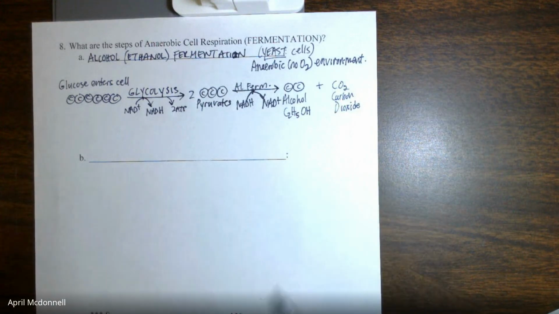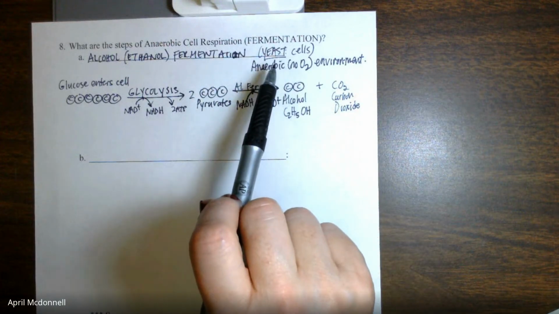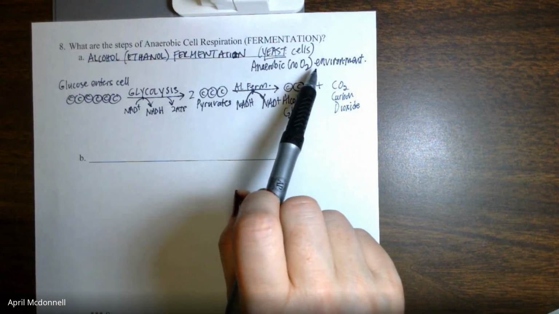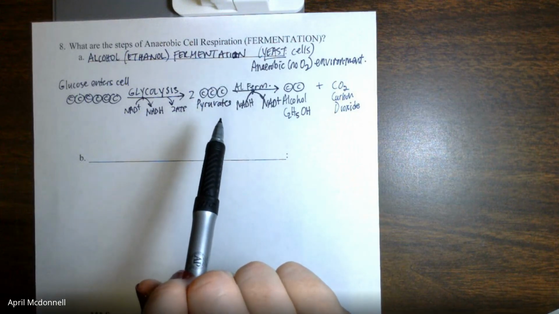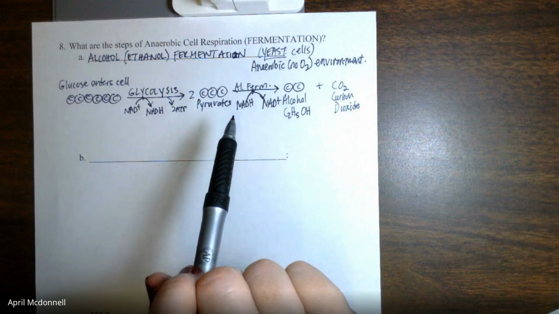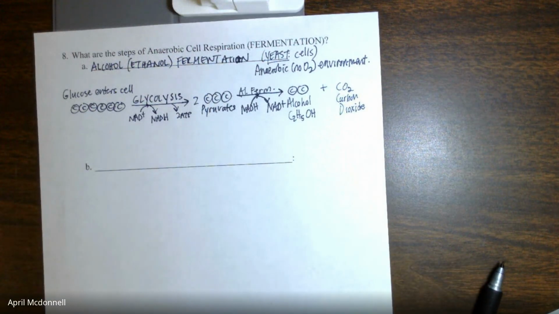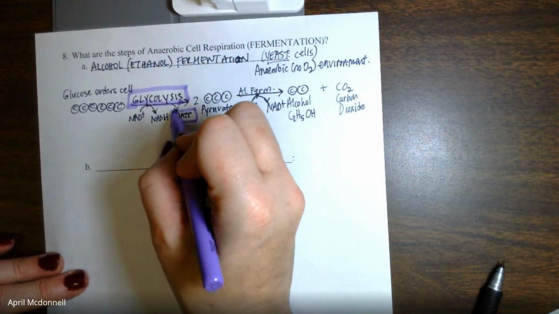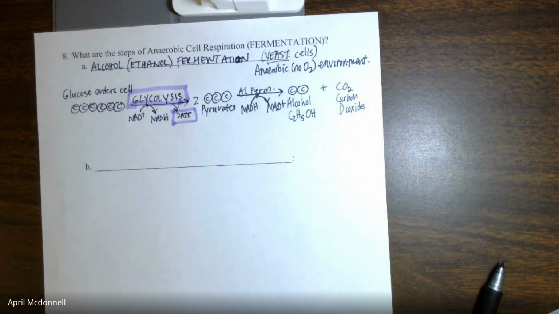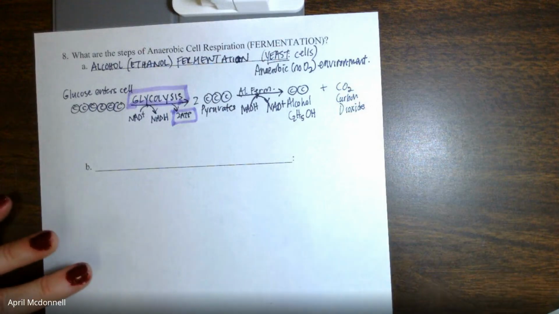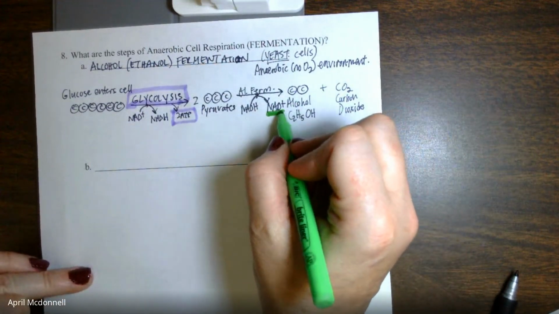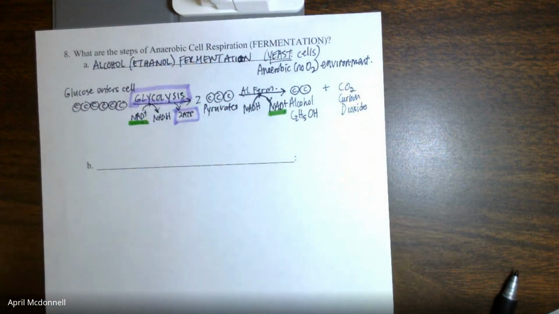The problem is that if the yeast cell is in an anaerobic environment and there is no oxygen available, then the yeast cell will not be able to undergo the aerobic cell respiration pathway to make ATP. Therefore, the yeast cell is going to rely on glycolysis to make ATP instead of aerobic respiration. So in order for glycolysis to continue, we need to make sure that we have a supply of NAD plus to keep the glycolytic reactions occurring.